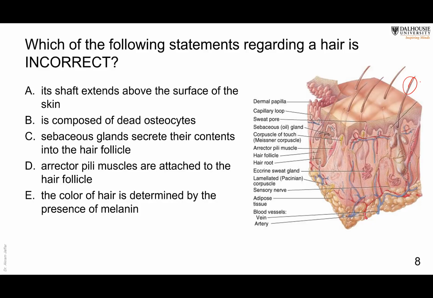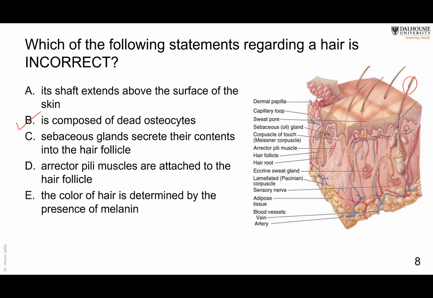Is composed of dead osteocytes. Actually, the hair is composed of columns of dead keratinized epidermal cells, which are bound together by extracellular proteins. It is not formed of dead osteocytes. Osteocytes are the cells that are located in the bone tissue. Here we have dead keratinocytes. So this statement is incorrect. Let's look at the other statements.